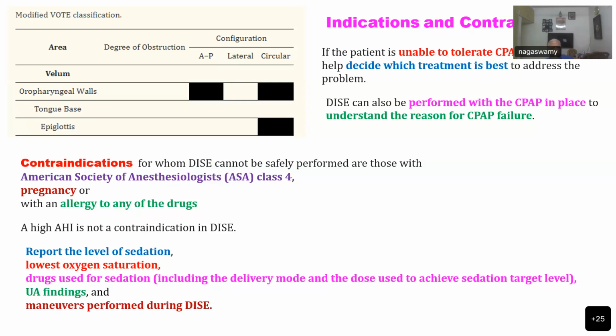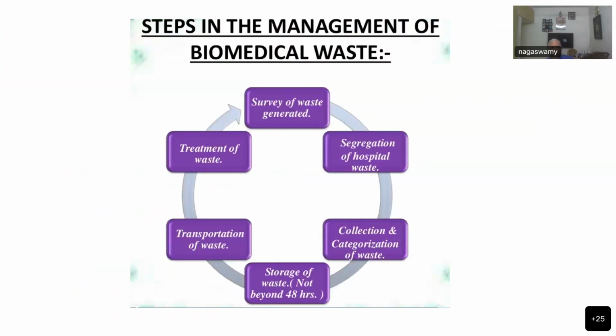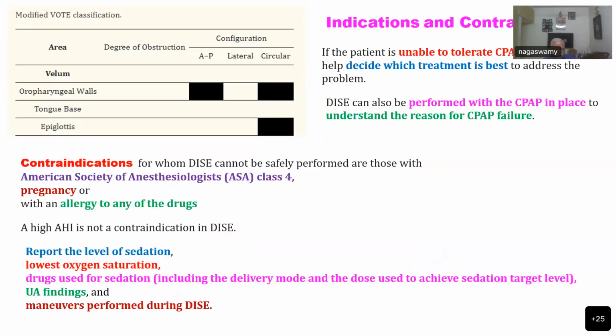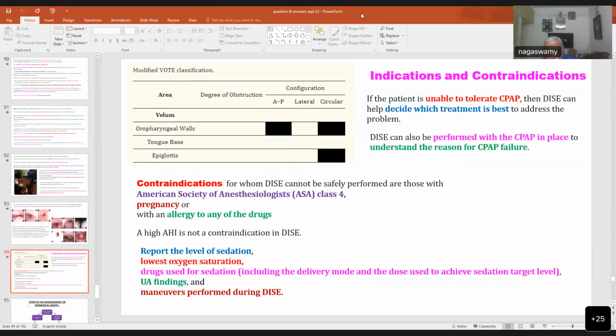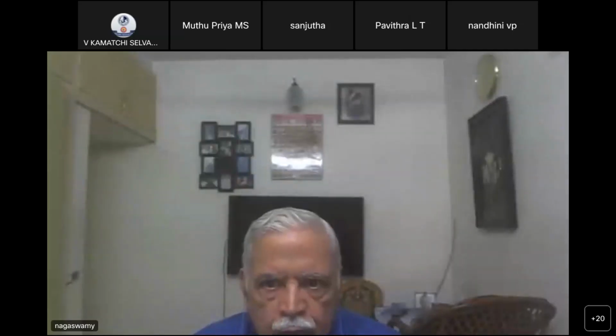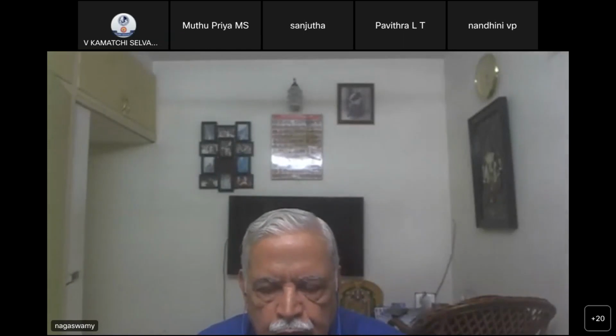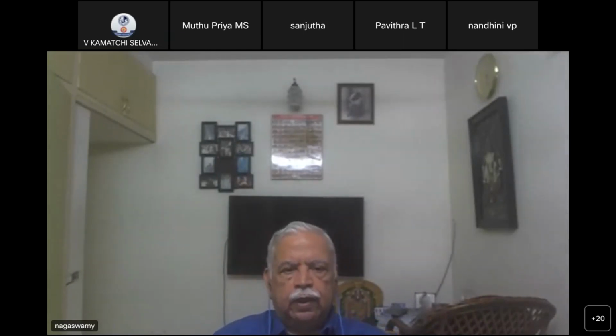So this is how the final report will be given, with these 5 points: the level of sedation, lowest SpO2, drugs used and the mode of delivery, upper airway findings, and any maneuvers performed during the DISE. Okay? So that completes the answer. And if you write it in this way, you will be able to complete the answer within the given time. Okay?